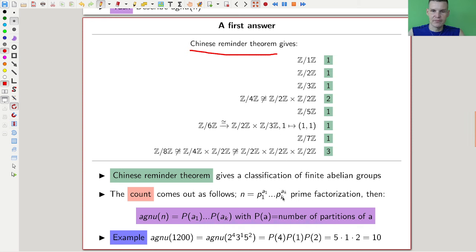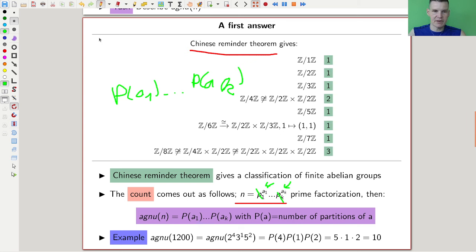The count is pretty beautiful. So you take your number n, you decompose it into its prime factors: p1 to the a1, up to pk to the ak, really the prime factorization. And then you completely ignore the primes, which is kind of fun. You only look at the powers of the primes. And you take the number of partitions of the powers and just multiply them all together. And that's it. So just the number of partitions of the exponents of the prime factorization.